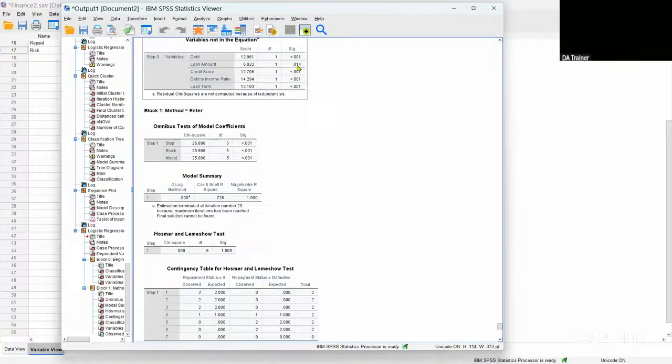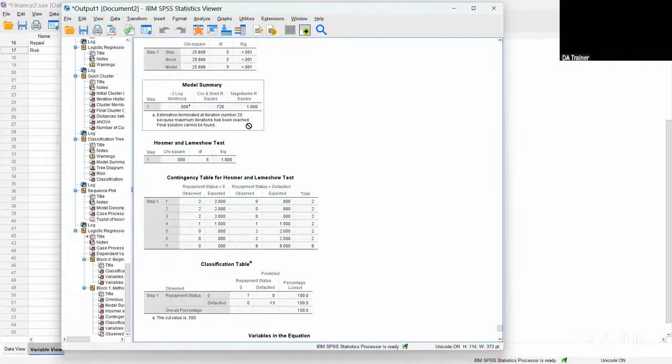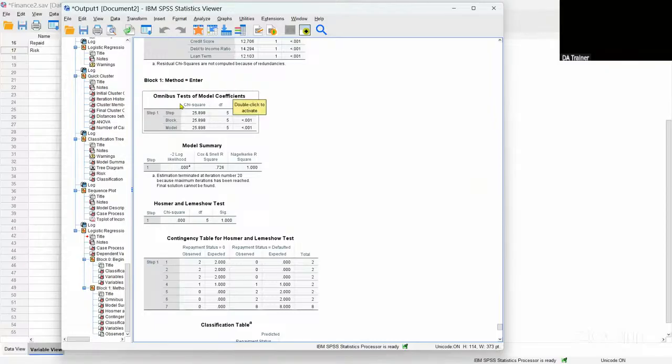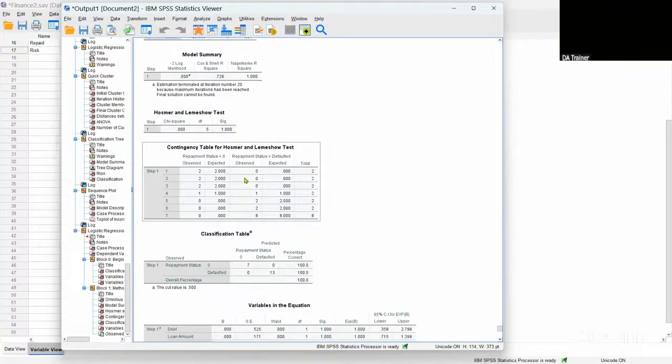So all of them are actually accepted in those understanding. Now let's look at test of model coefficients. All of them too also make up the significant value. As you can see, all of them make up the significant value.